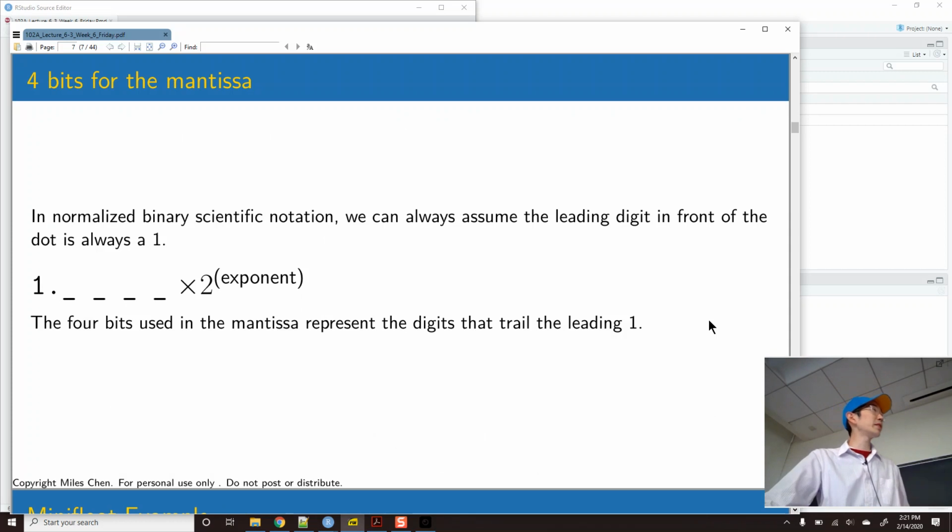And then for the mantissa bits, we have 4 bits for the mantissa, and those 4 bits follow a leading 1, because in normalized binary scientific notation, the leading digit cannot be a 0. It has to be something other than 0, which for binary is always going to be a 1. So we can always assume it's a 1.